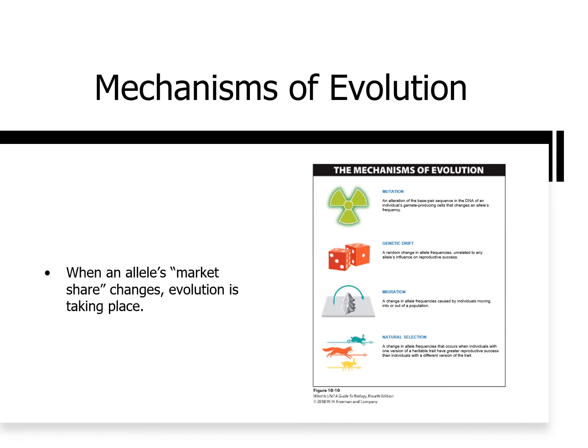And then last but not least, we do have that wonderful term, natural selection. It is a change in allele frequencies that occurs when individuals with one version of a heritable trait have greater reproductive success, which is the biggest thing that we want to get across here. In order to be successful in any capacity and for evolution to continue, you have to be reproductively successful. You have to be able to pass on that genetic information to the next generation, and then for them to take that and pass it on to the next, and so on and so forth.